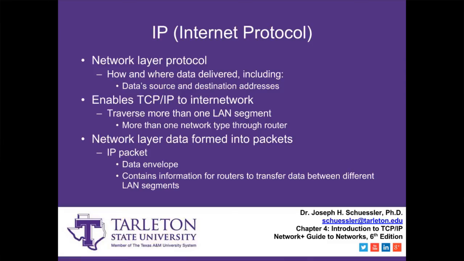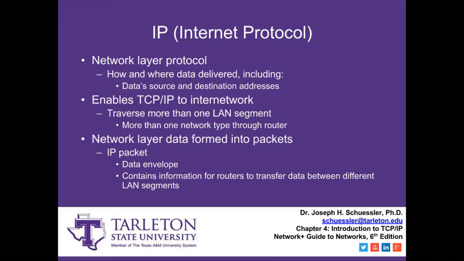Let's look at the internet layer. So the IP, or Internet Protocol, is typically what's going to be used at this layer. So the network layer protocol really addresses the how and where data is delivered. So it really deals with the source address and the destination address. So in the previous one, when we were talking about transport, we were focused on ports. When we're talking about the network layer, we're focusing more on addresses, so like an IP address.